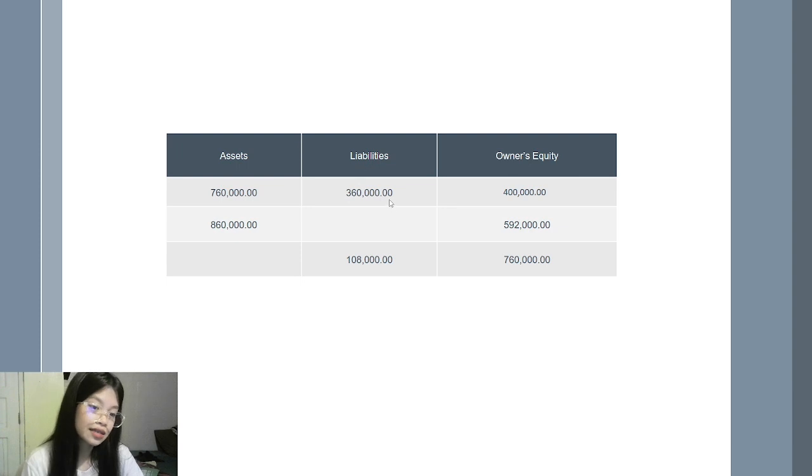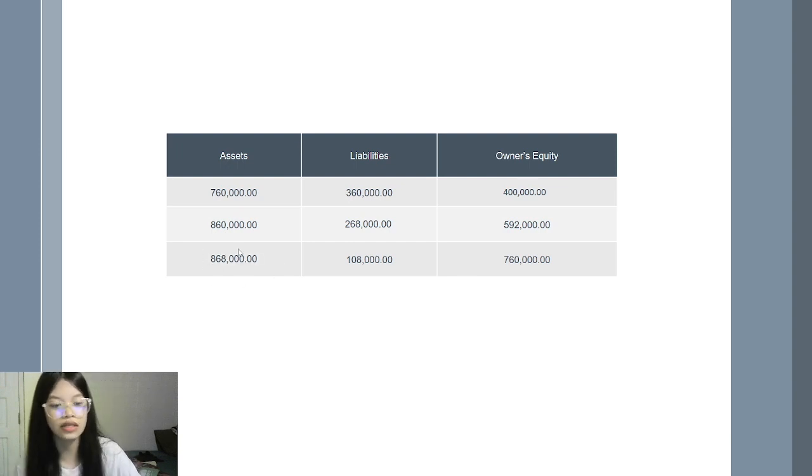And kapag liabilities naman ang hinahanap, ipagmaminus lang natin itong assets and owner's equity. So, 860,000 minus 592,000 is equal to 268,000. Kapag assets naman ang hinahanap, ipagpa-plus natin itong liabilities and owner's equity. So, 108,000 plus 860,000 pesos is equal to 968,000. So, ganyan lang kadali ang basic accounting equation. I hope na-explain ko ng maayos.